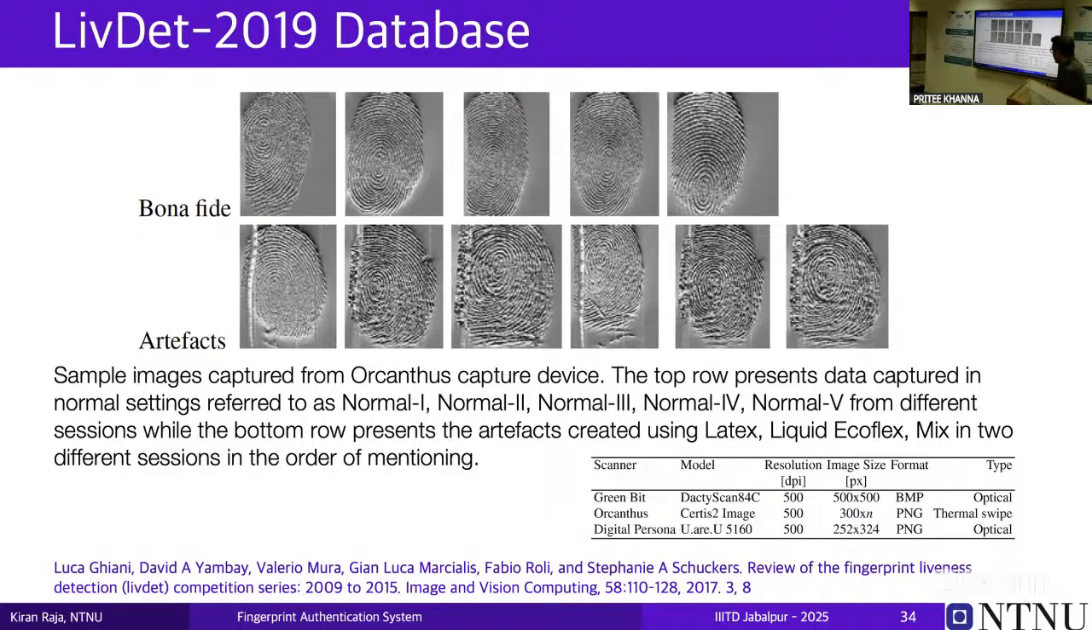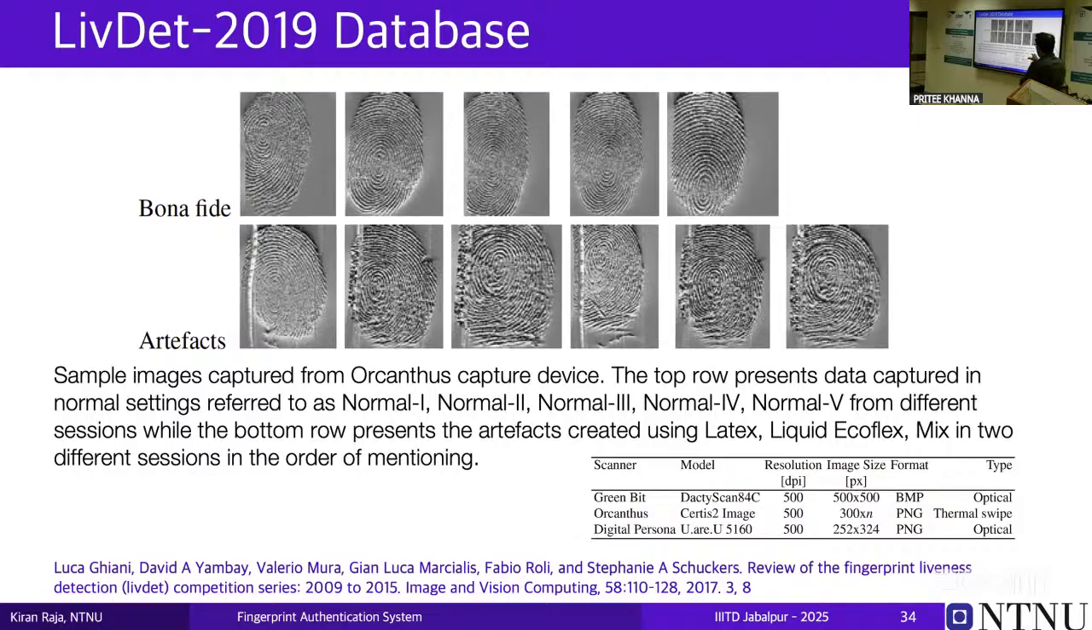And now the fake fingerprints can be created using different kinds of approaches. For instance, using latex, which is a rubber material. And then you have liquid Ecoflex, which is another kind of material. And then you have a mix of two different materials, and then you get a different kind of artifact.